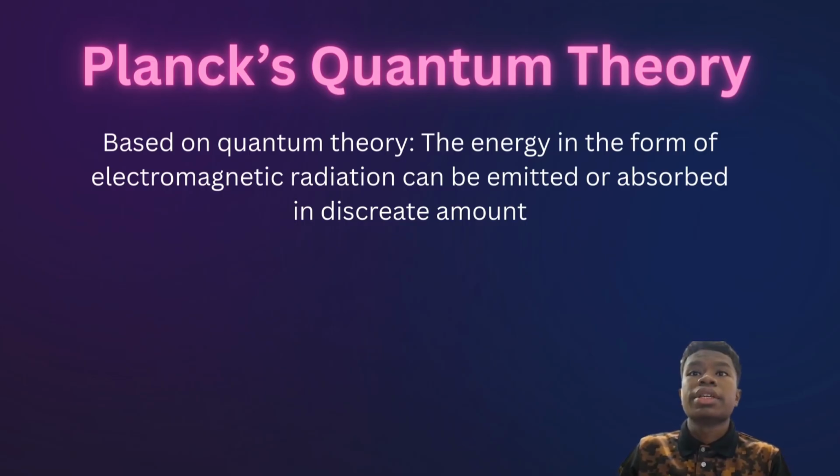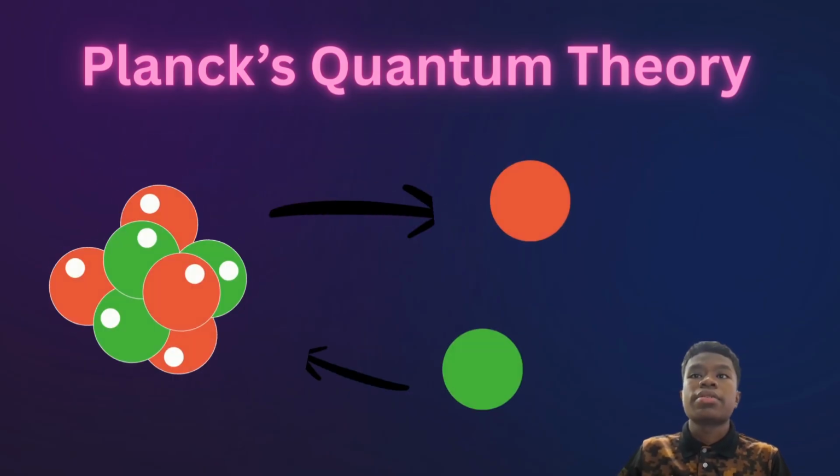Planck's quantum theory. Based on quantum theory, energy in the form of electromagnetic radiation can be emitted or absorbed in discrete amounts. As you can see here, the nucleus is emitting and absorbing photon energy.